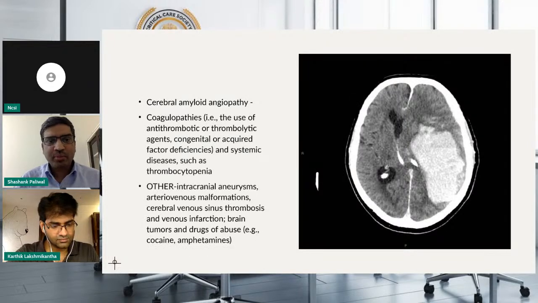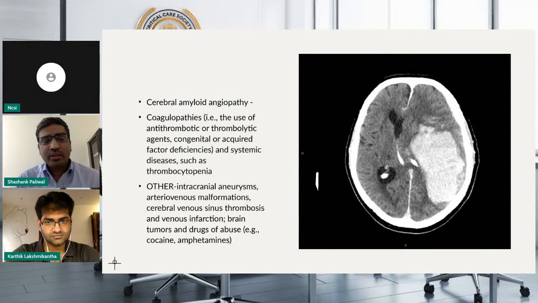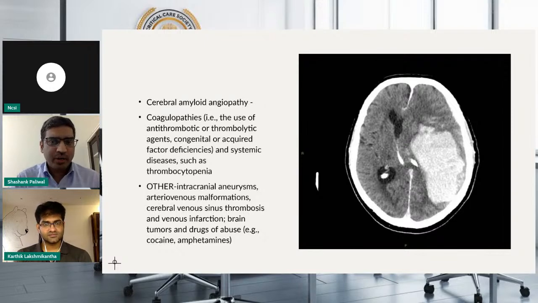Now, the second most common type is cerebral amyloid angiopathy. It is either small vessel asymptomatic small hemorrhages, or it will be a lobar hemorrhage. This is a lobar hemorrhage, as you can see. Other causes or etiology are coagulopathies, as many patients in today's world, because of cardiac anomaly or etc., are on antiplatelets, antithrombotics, or they can have congenital deficiency or systemic diseases which can cause thrombocytopenia. So basically, there is some sort of coagulopathy which may lead to the ICH.